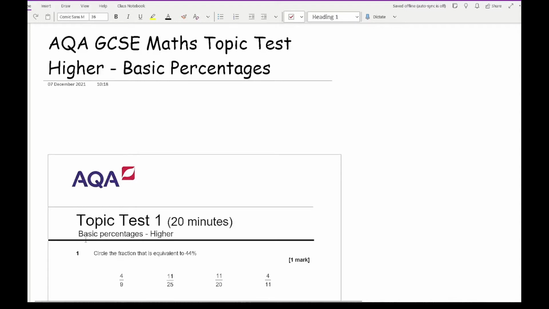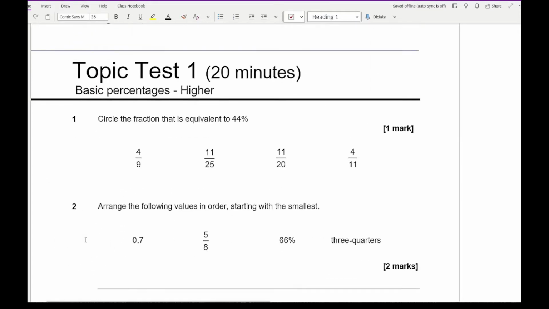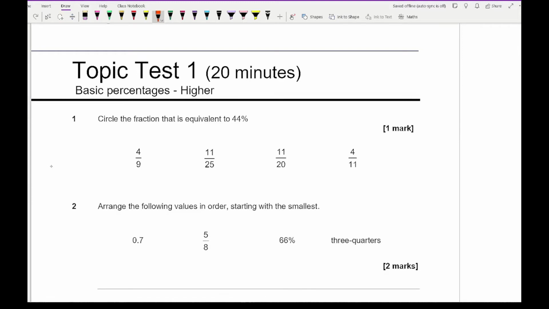So looking at the first question, let's just zoom in a little bit so you can see it clearly. It says circle the fraction that is equivalent to 44%. Now there is no indication about whether these questions are calculated or non-calculated. They could easily appear on both. So where possible we'll try and not use the calculator. However, we will show you if it becomes a bit, just to speed the process up.